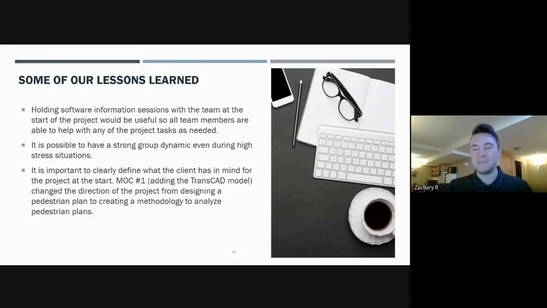Another one of the smaller things we learned early on was that, due to us being such a team-driven group from the start, having get-togethers and games and such allowed us to have a strong group dynamic even during high-stress situations. This taught us a valuable lesson in team building, seeing that the dynamic was able to continue to be strong when we were under crunch time or hard stress.